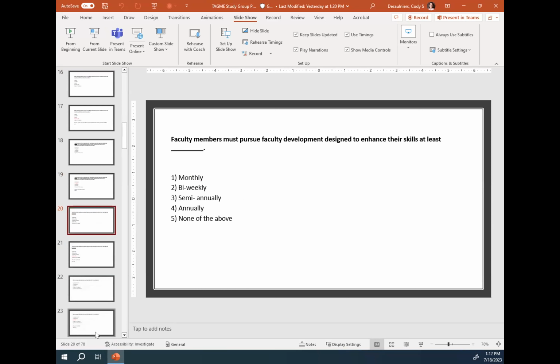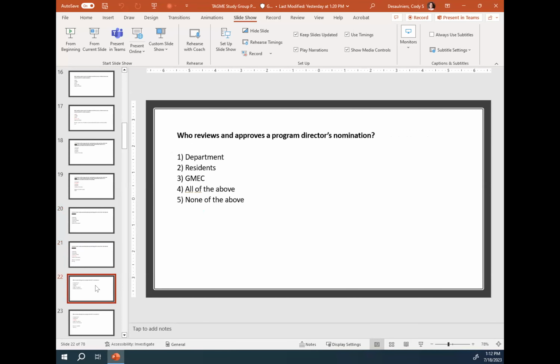Faculty members must pursue faculty development designed to enhance their skills at least blank. Monthly, annually, bi-weekly, or none of the above. Annually. Who reviews and approves a program director's nomination? The department, residents, GMEC, all the above, or none of the above? The GMEC.